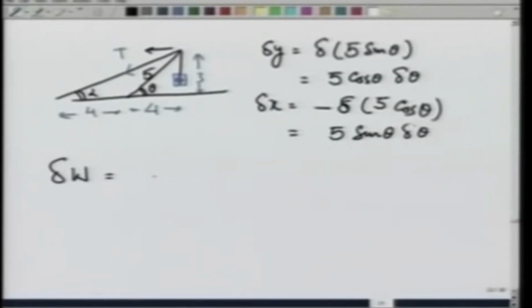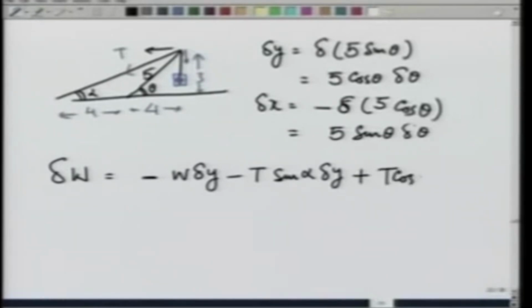is going to be the weight and delta y in opposite direction, so minus W delta y. The T has a vertical component at this point going down, which is T sine alpha delta y, and T has a component going towards the left, which is T cosine alpha, so that is T cosine alpha delta x, is equal to 0.